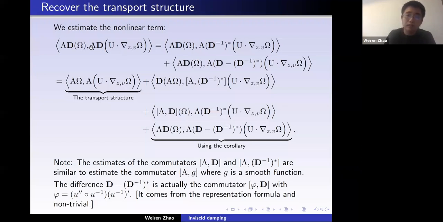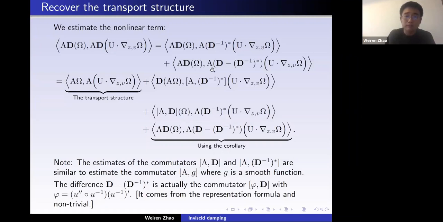It is a commutator. And the rest part, you can integrate, you can take a commutator. This one, the commutator of A and d, and move the d outside. And this one, d minus 1 and A, have the commutator, d minus 1 and A, move outside. So by doing so, we can recover the transport structure. This is quite important because only by the transport structure can we deal with the nonlinear term. So this is the technical issue, the key point, when you apply the wave operator.